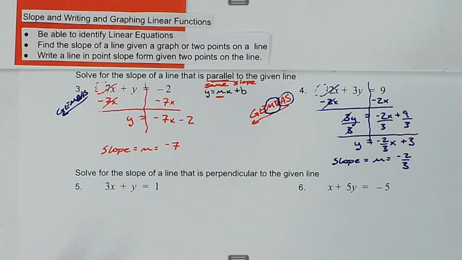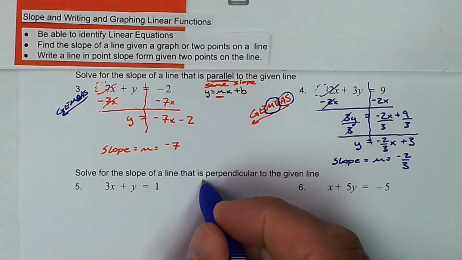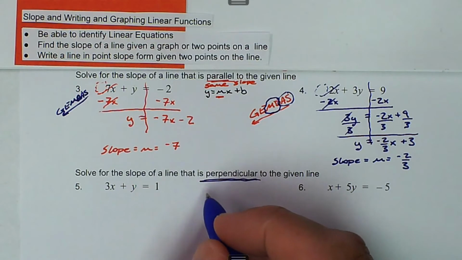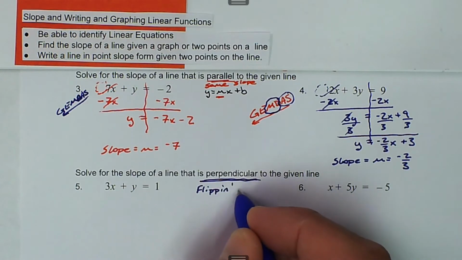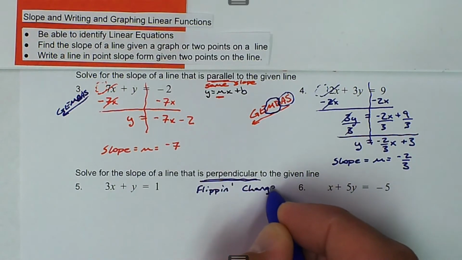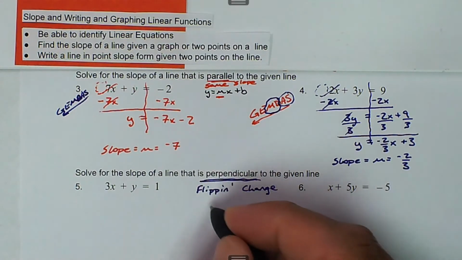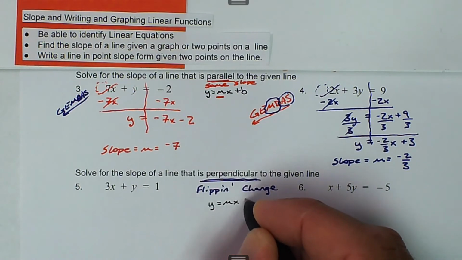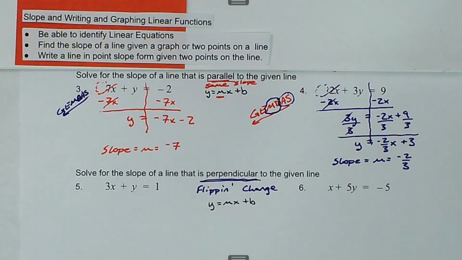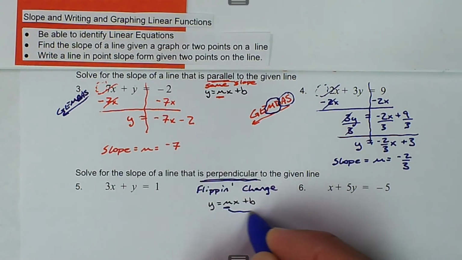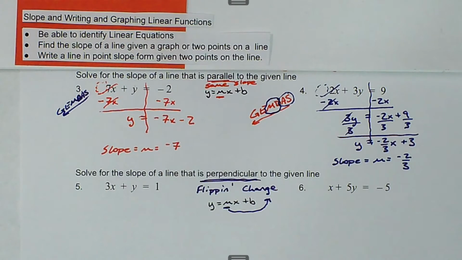Now, if we're looking to solve for the slope of a line that is perpendicular to the given line, we've got to remember what perpendicular means. Perpendicular, remember that's the swear word, so that means flip and change. I guess not the swear word, but the bad word. So we still want to be in y equals mx plus b. We're looking for the m, but after we find the m, then we have to flip and change it because we want it to be perpendicular.